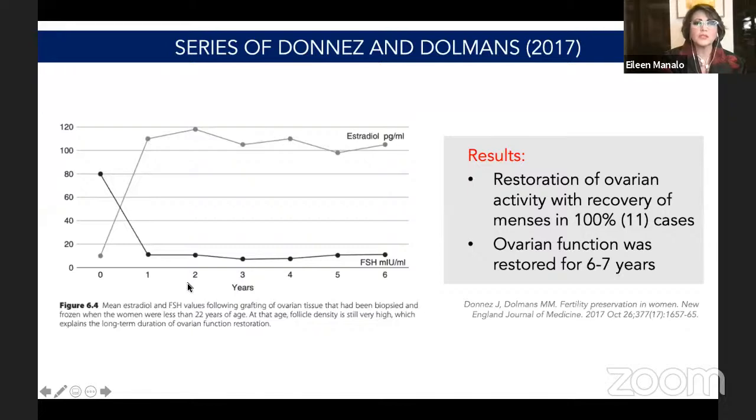But these patients were actually less than 22 years old when they had the recovery or storage of the ovarian tissue. So at less than 22, you expect that the follicle density is very high. And so that would explain the long duration of ovarian function.